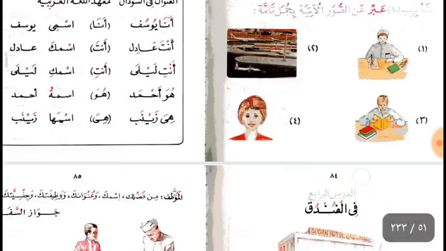On the next page we have questions. Answer these questions. Read this question. Aina Yusuf? Where is Yusuf? So he's in university, I think. Let's assume he's in university. Then what will be the answer? Yusuf fil jamia. Yusuf fil jamia.